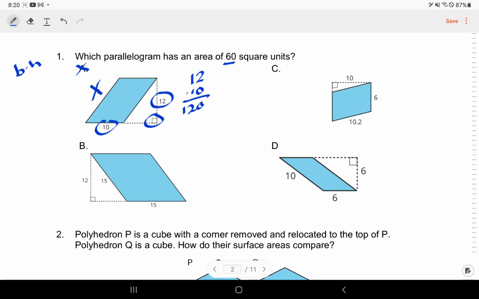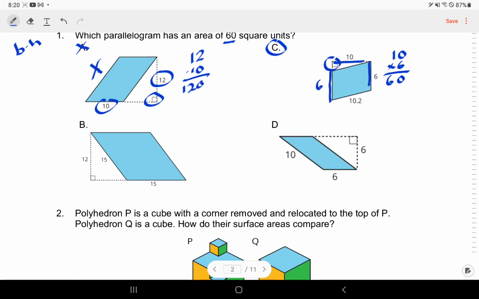Well, right angle, so that's this side and this side. Well, if this is 6, this is 6. So that's 10 times 6. Well, that's 60. Now, since it's which, that means we're done.